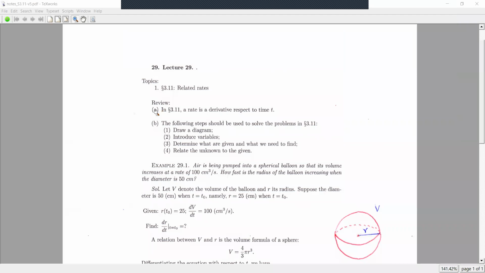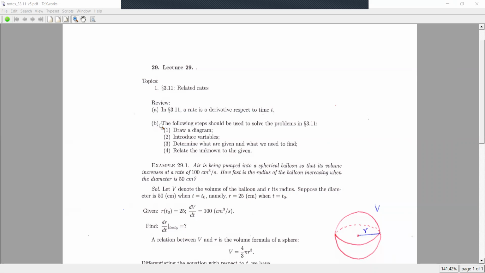Take a review. A. In this section, a rate is a derivative with respect to the time t. For example, when you take the derivative of the position of a moving object, you will have the rate of change of the position of the object. That is, you will have the velocity of the object.